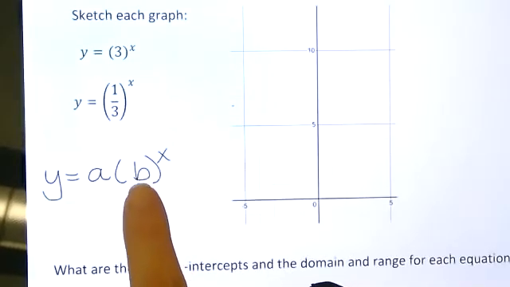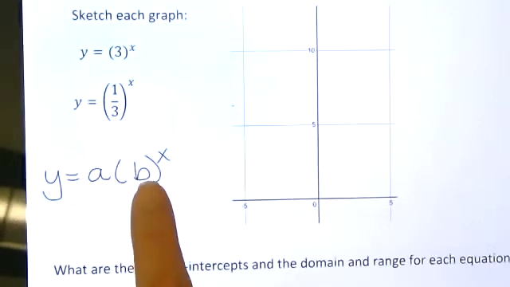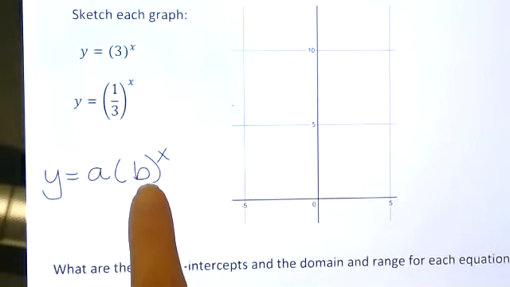If b is greater than 1, you're going to have an increasing exponential function, which shows growth. If b is less than 1, specifically between 0 and 1, because we're never going to have any negatives there, then you're going to see a decreasing graph that shows exponential decay. So the opposite of something growing is something decaying. You're either going to see growth, which is increasing, or decay, which is decreasing.